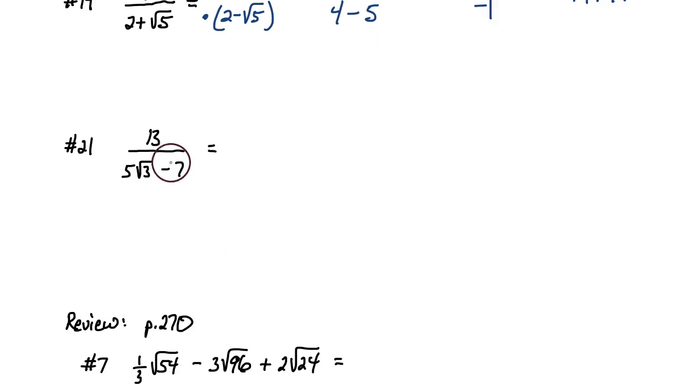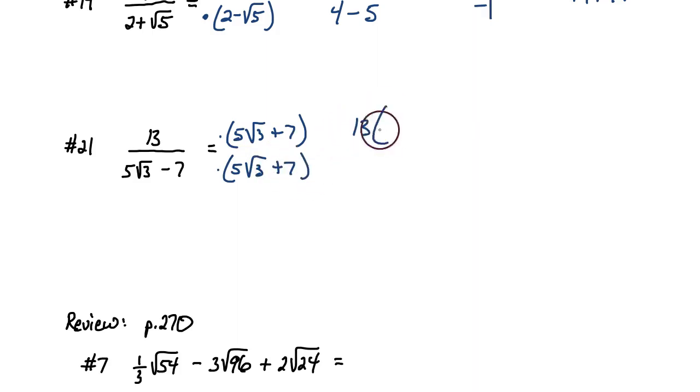Number 21, same thing, radical in the bottom. Let's times by the conjugate of that denominator. We get 13 times 5 square root of 3 plus 7 over, and down here, 5 times 5 is 25. Square root of 3 times square root of 3 is a regular 3. 25 times 3 is 75. Then 7 times 7 is 49.